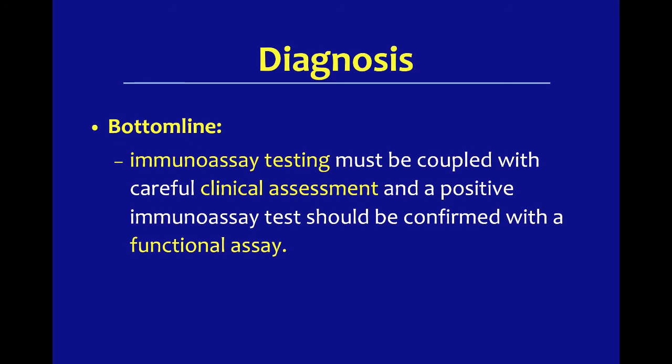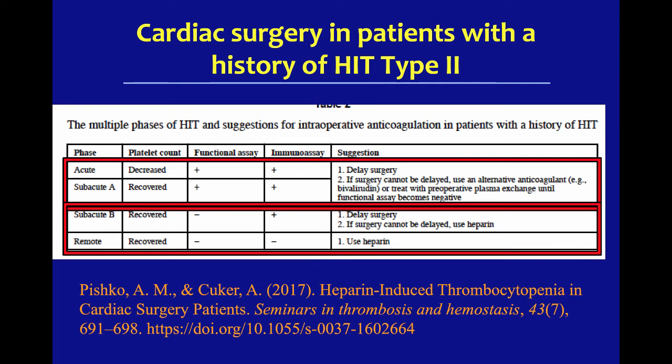It's really important to get the diagnosis right, because if you have to delay surgery or have to use an alternate anticoagulant, it can really cause some significant complications and may impact patient care. So what do we do for bypass? What are the ramifications when the surgeon calls you and says, hey, I have a HIT type 2 patient that I want to do surgery on?